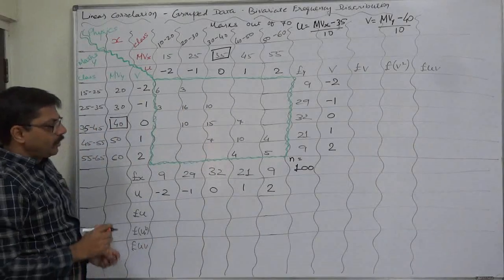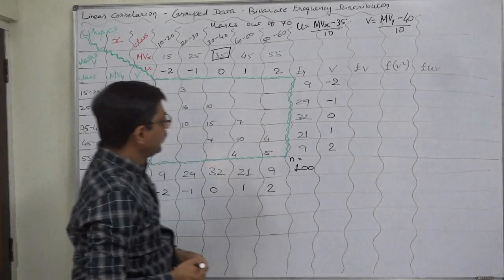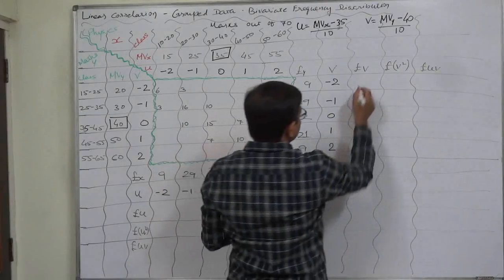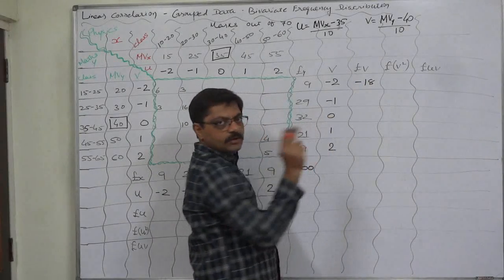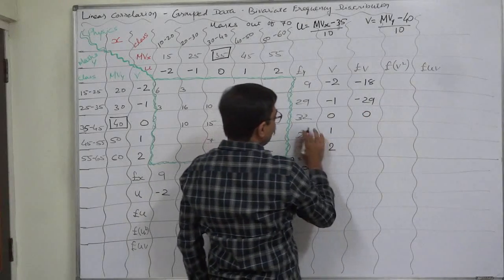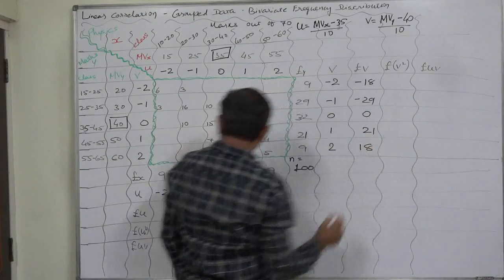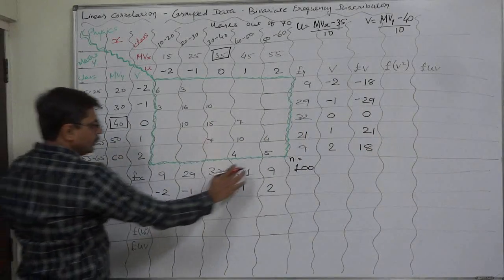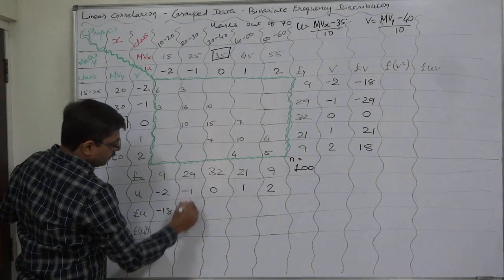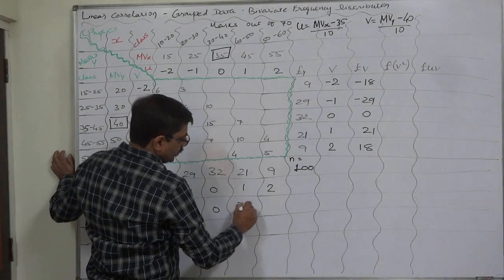Now we can prepare all other columns, at least FU square, FV and FV square. FV is nothing, it is frequency into V, F into V. 9 into minus 2, minus 18, 29 into minus 1, minus 29, 32 into 0, 0, 21 into 1, 21, 9 into 2, 18. Similarly here also, 9 into minus 2, minus 18, 21 into minus 1, minus 21, 32 into 0, 0, 21 into 1, 21.